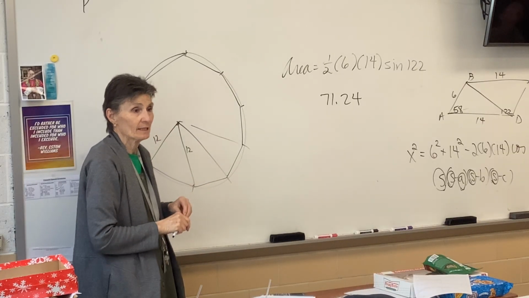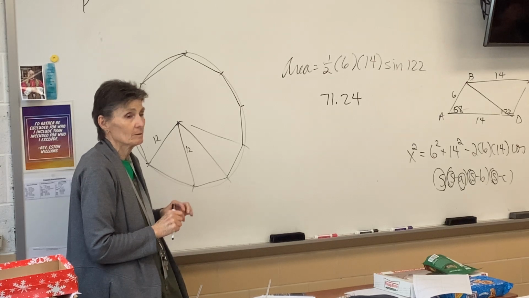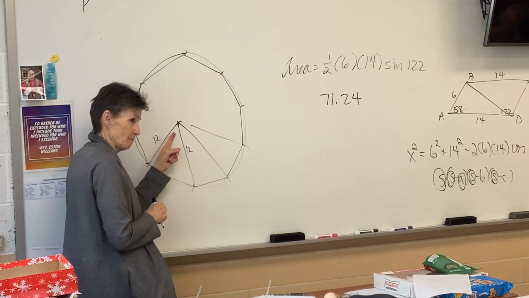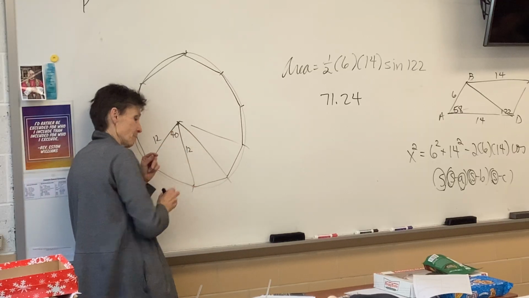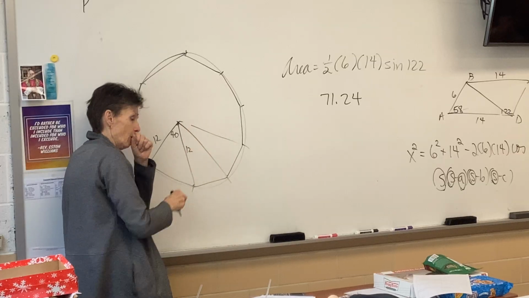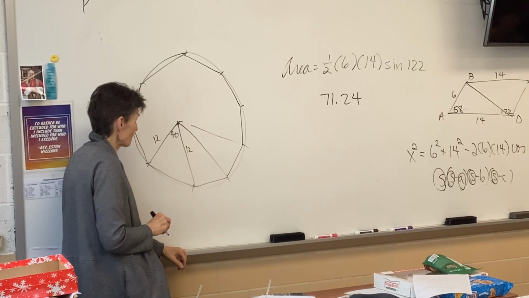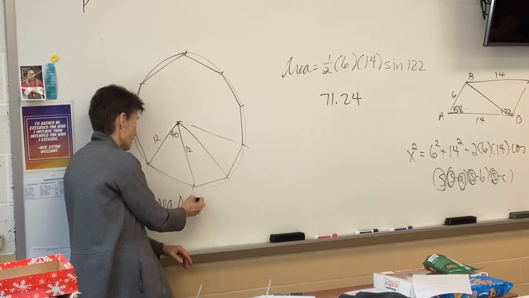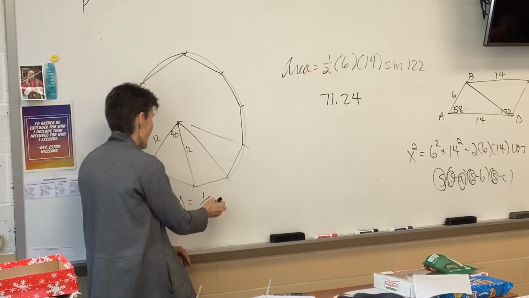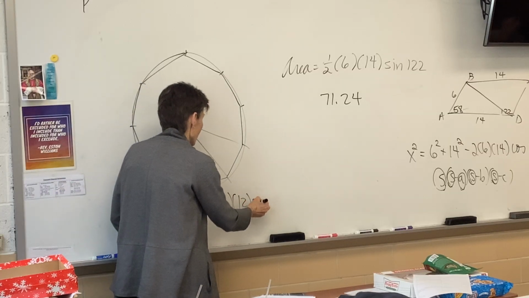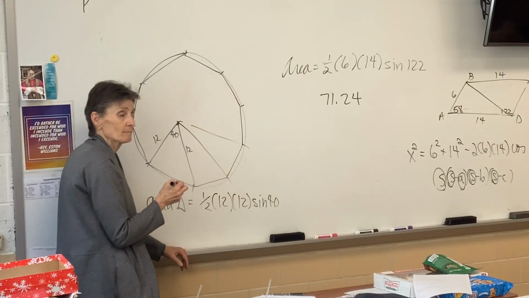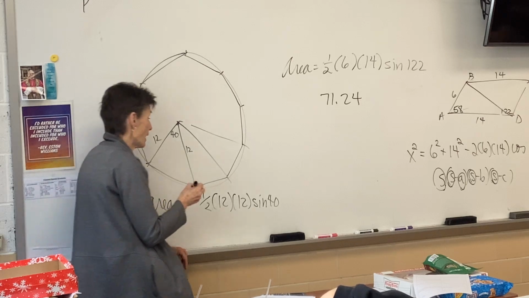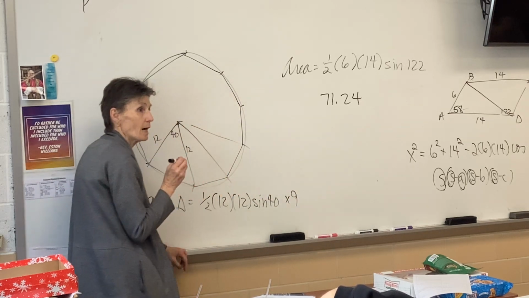Well, I can't do anything until I figure out what I need to figure out. I need to figure out that guy right there. And how big will he be? 40. Why is he 40? 360 divided by 9. Now, if I'm doing area, this is a no-brainer. Because area will be 1/2 times 12 times 12 times sine 40. Right? And then I times it by 9.